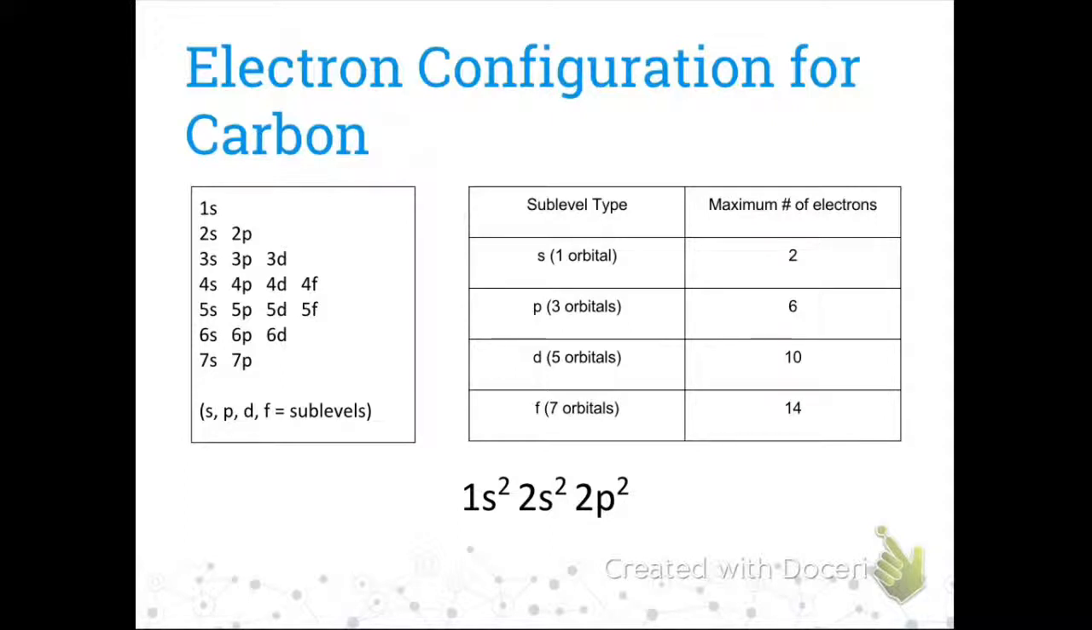Since s can only hold 2 electrons and we have more than 2 electrons in the element, we write 1s to the second power. Next, we'll look at the diagram again and we see that 2s is next. We already know that s can only hold 2 electrons, so we will write 2 as the exponent. Now we have a total of 4 electrons and we need 2 more in order to reach 6, which is the atomic number of carbon. After 2s comes 2p. When we look back at the chart, we see that p can only hold a maximum of 4. Since we only need 2 more, we only need to write it with an exponent of 2.